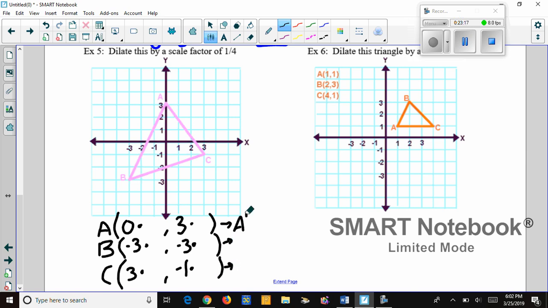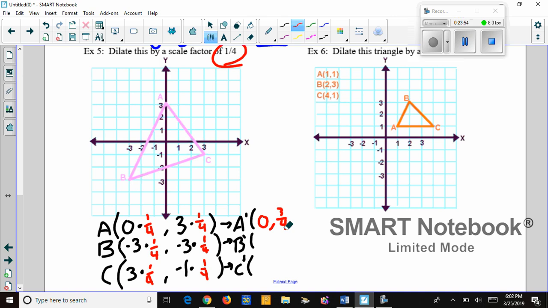If we go back up to the instructions, we can see that we're asked to use a scale factor of 1/4. So I'm going to write 1/4 for each of these, because that is what I'm going to multiply. So 1/4 is going to go in each blank. So my new set of ordered pairs: 0 times 1/4 is 0, and then 3 times 1/4 is 3/4. So yes, we're going to have to do a fraction.